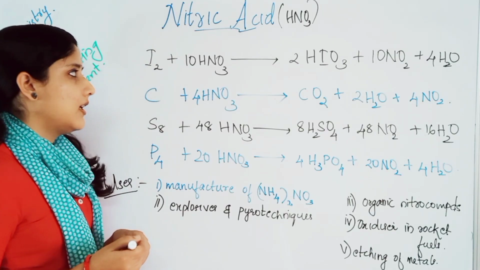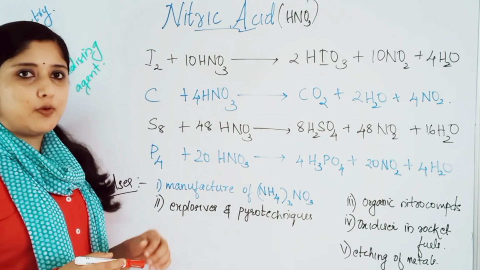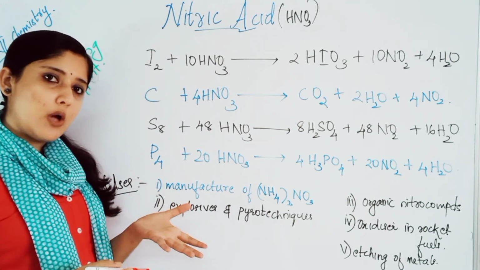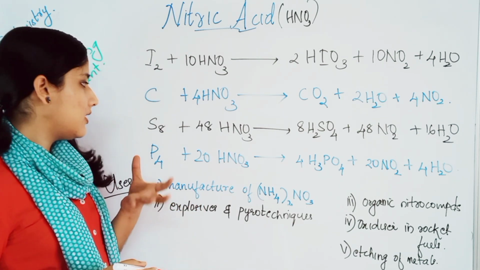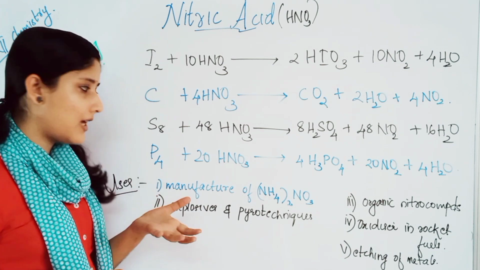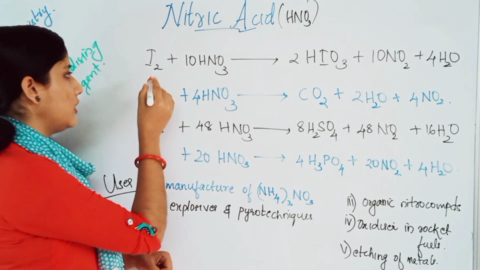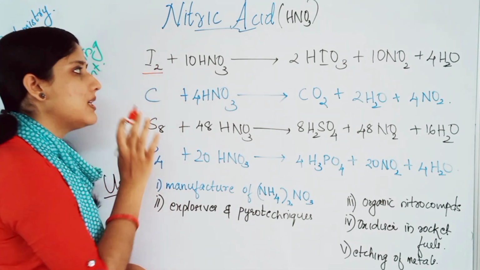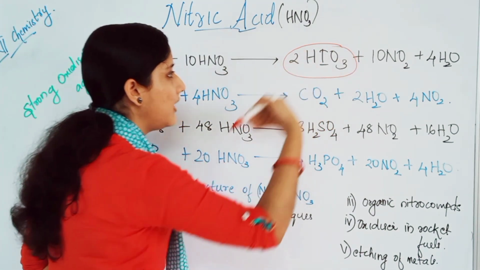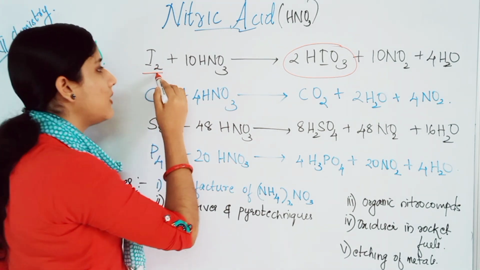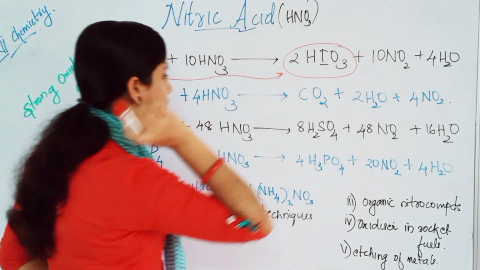Like metals, nitric acid also oxidizes non-metals. For example, iodine is oxidized to iodic acid, carbon to carbon dioxide, sulfur to sulfuric acid, and phosphorus to phosphoric acid. Let's look into the equation. Iodine, I2, plus HNO3 will give you iodic acid. Iodine when oxidized with nitric acid gives iodic acid plus NO2 plus 4H2O.